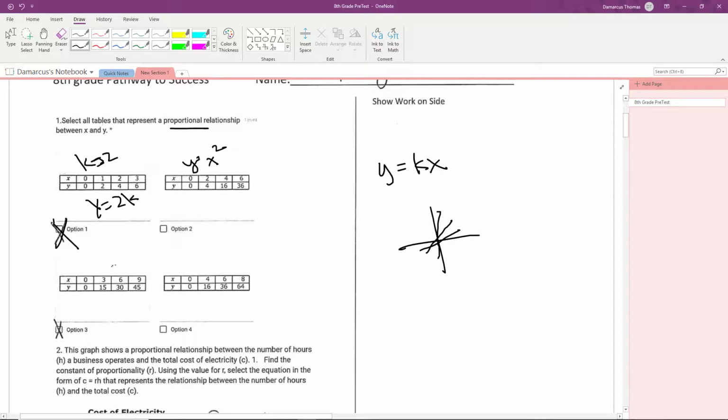All right, and then here, as you can see, this is a direct variation. K is 5 in this case. Multiply by 5 to get the next value each time. All right, so the formula is y equals 5x.